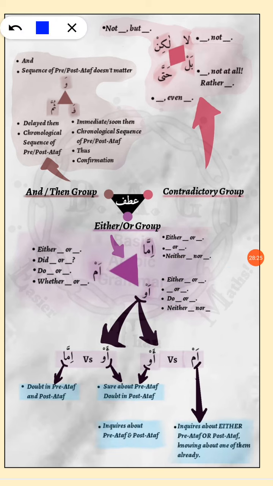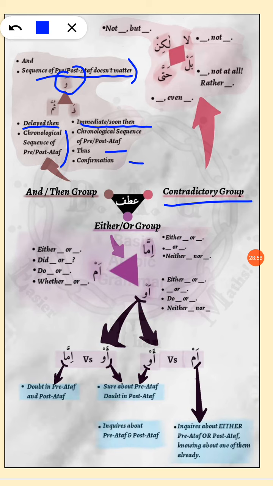So the sequence of the pre and post ataf doesn't matter. Now you understand this part, and you also understand that "summa" is delayed then, and "wa" is immediate or soon after then. The chronological sequence of pre and post ataf remains intact. If something is mentioned pre-ataf, it did happen first, and the post-ataf portion happened after it. But this does not apply here when you're using "fa". And "fa" is also used for thus and confirmation.